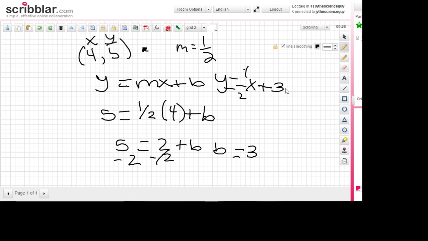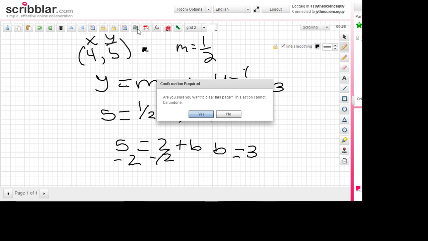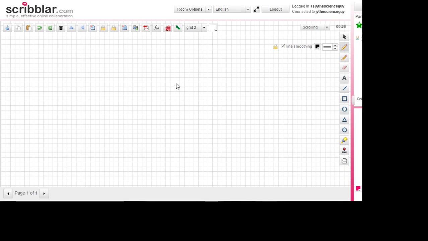Good. Tell me the slope of the line perpendicular to that line. -2. Good. Okay. So that's going to be the next step. I am going to give you an equation for a line, and then I'm going to give you a point, and I want you to tell me what the line parallel to that would be. Okay.